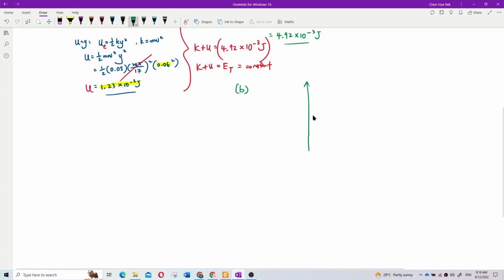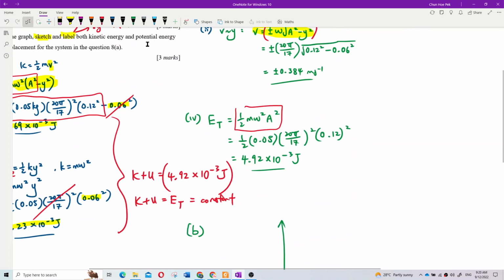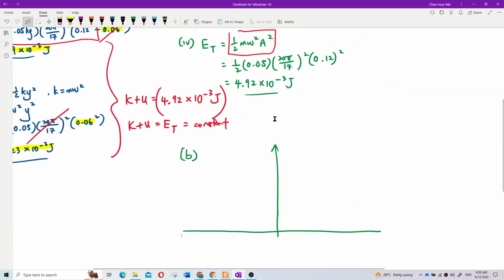Okay, let me draw the graph. Yeah, it should be something like this. Total energy graph: kinetic energy and potential energy versus displacement. So I want to draw kinetic energy and potential energy, you just put like U and K, and also the total energy we can draw also. The y-axis is in joule.